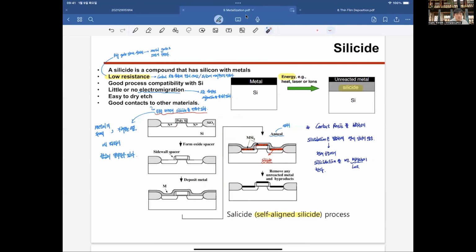And next is silicide. Silicide is an important thing in the current fabrication technology because silicide is a compound that has silicon and metal. So it has the characteristics of the metal and the characteristics of the silicon. So low resistance, and when it is combined with the silicon, it reduces the problem of the interface.